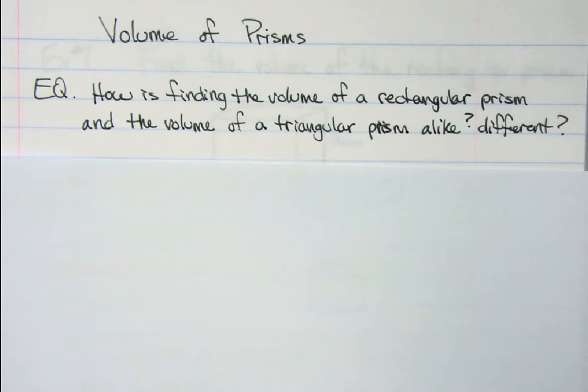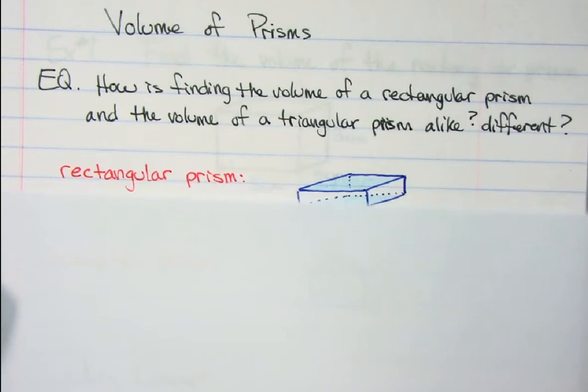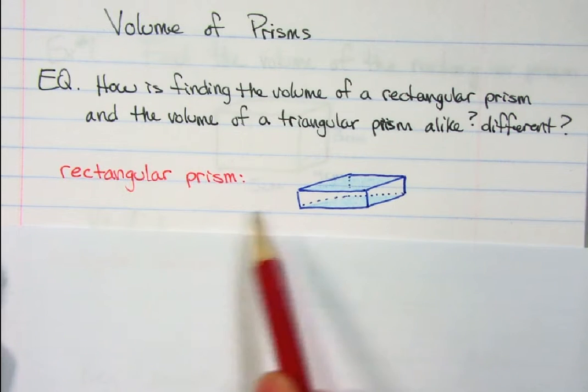All right, so we've just finished composite figures, and now we're going to be talking about volume of prisms. So how is finding the volume of a rectangular prism and the volume of a triangular prism alike, and how is it different? All right, so you can see here that we're talking about two particular shapes. The first one we're going to talk about is a rectangular prism.